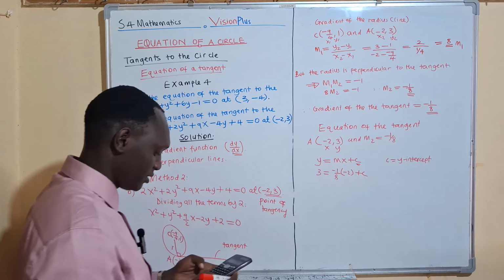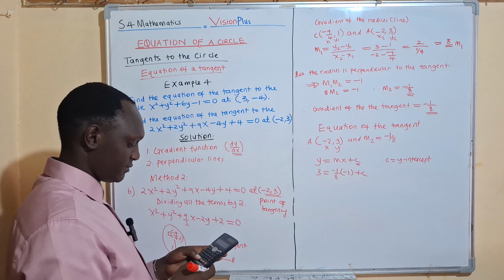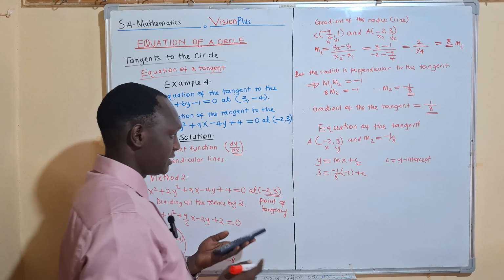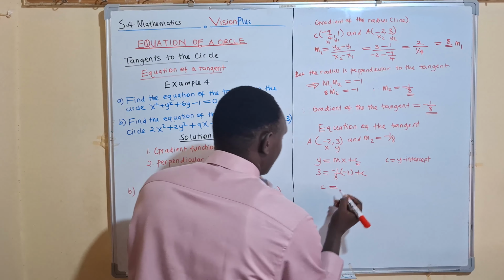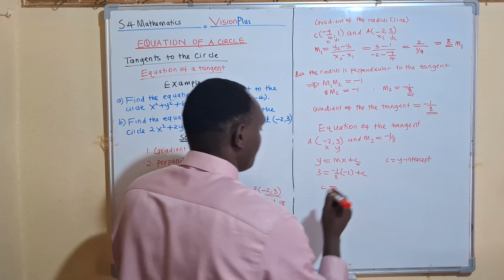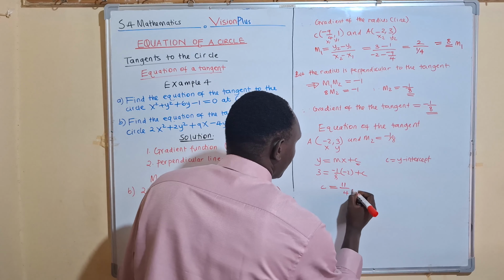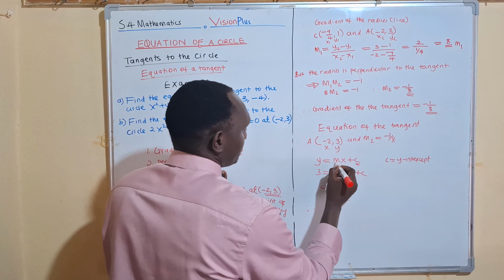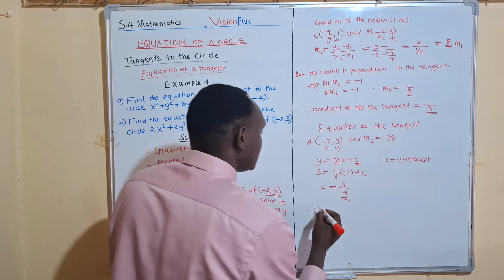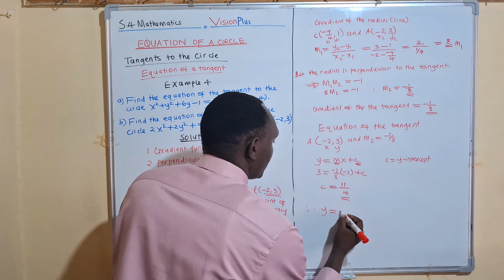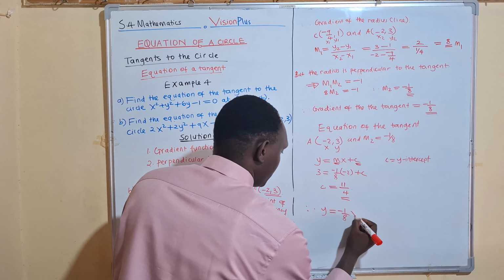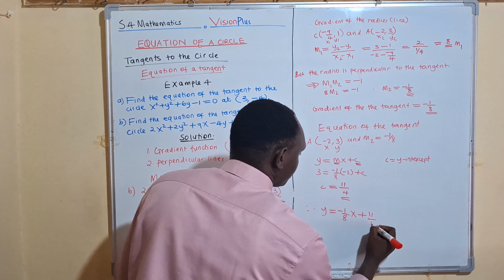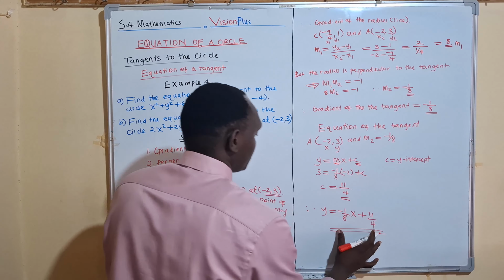So from here, -1 divided by 8 times -2, then 3 minus the answer. When you make c the subject of the formula, I'm getting c as 11 out of 4. Now when we write the equation of the tangent, which is a line, we only substitute for m and c. Thus, we shall have y equals m, which is -1 out of 8, times x, and then you add c, which is 11 out of 4. So this is the equation of the tangent.